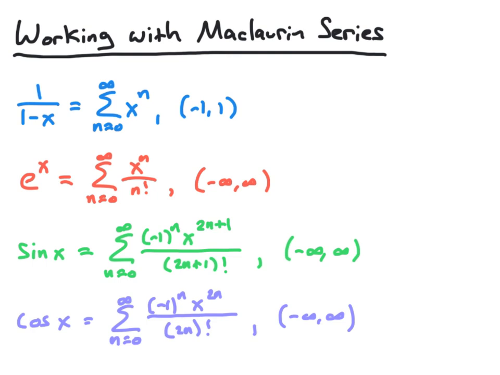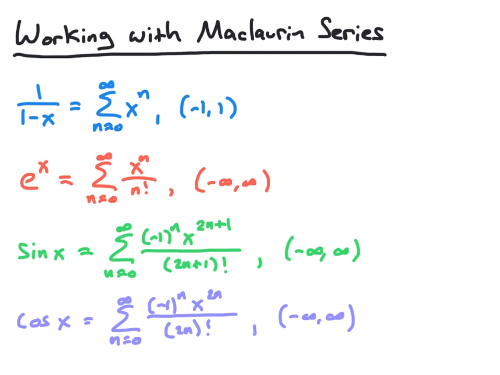The function 1 over 1 minus x has the Maclaurin series the sum from n equals 0 to infinity of x to the n, which converges between -1 and 1, not including either of the endpoints. e to the x is equal to the series from n equals 0 to infinity of x to the n over n factorial. Sine of x is equal to the sum from n equals 0 to infinity of -1 to the n, x to the 2n plus 1, all over 2n plus 1 factorial.